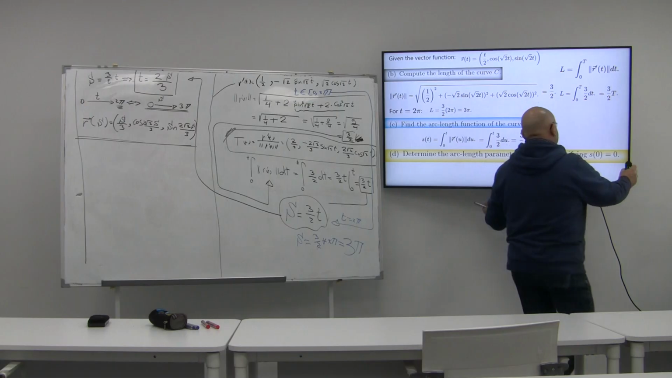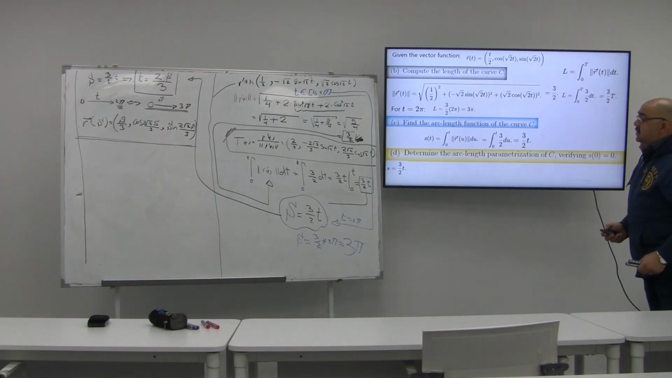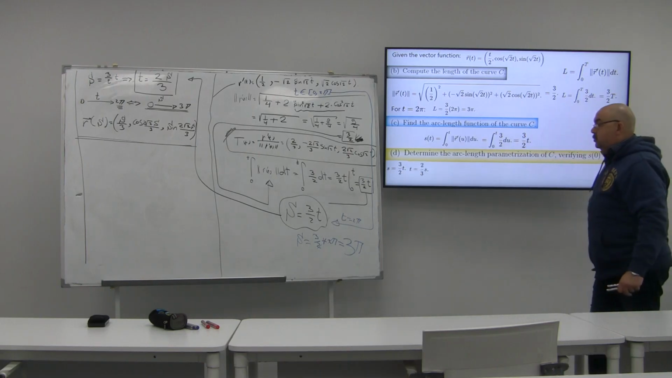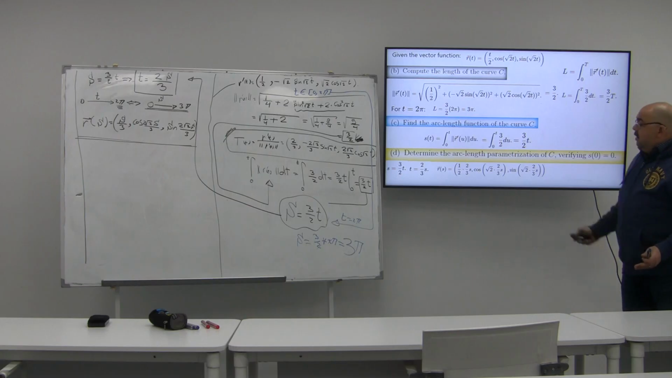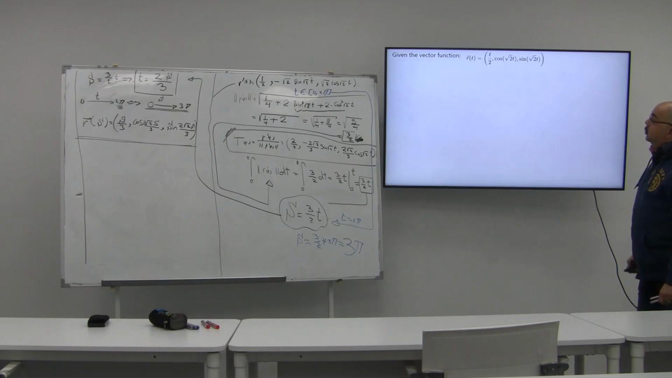So once more, after verifying, of course, that s at 0 equals 0, so if t equals 0, s is going to equal 0, so it's already verified. Now I made the parametrization using the s exactly as you can see on the whiteboard.